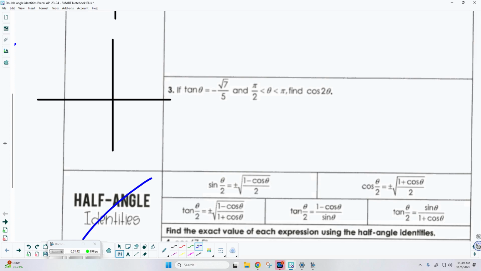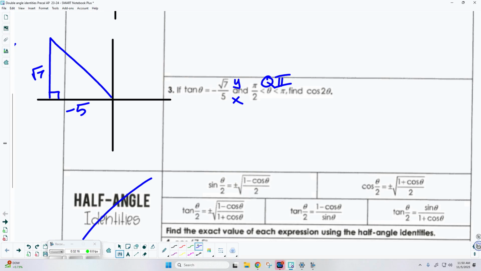All right, let's take a look at number 3. Tangent of theta is negative root 7 over 5, and theta is between pi over 2 and pi. So what quadrant am I in now? We're in 2. Okay, so this is quadrant 2. I'm going to go ahead and draw my triangle here. I always forget, what's tangent's ratio? Okay, y over x. So I know that this would be the square root of 7. This would be negative 5. So let's start here.